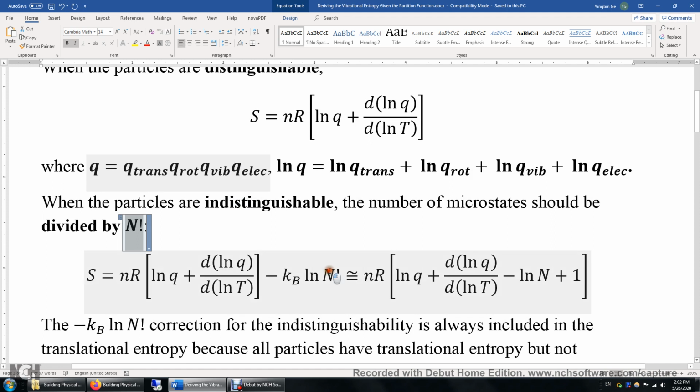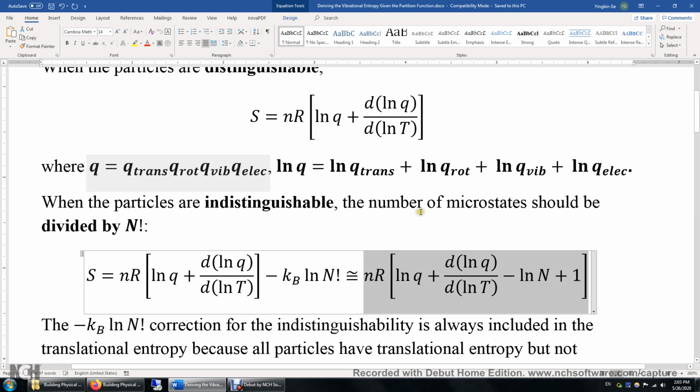Alright, therefore we have a different expression for the entropy of a system that consists of indistinguishable particles by adding this correction, minus Boltzmann constant times the natural logarithm of N factorial. And over here we need to use Stirling's approximation. ln N factorial is simply N times the natural logarithm of N minus N. And then we can combine these terms. The result is this.